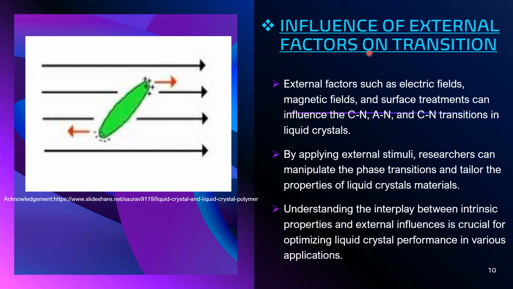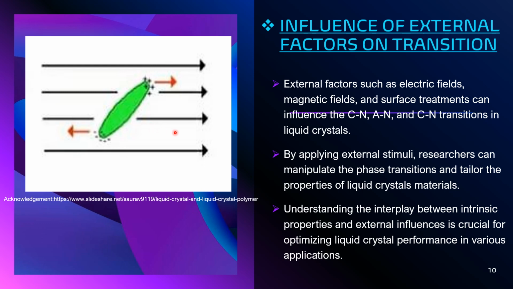Influence of external factors on transitions. External perturbation can cause significant changes in the macroscopic properties of the liquid crystal system. The order of liquid crystals can be manipulated by mechanical, electric or magnetic forces. Here, external factors such as electric fields, magnetic fields and surface treatments can influence the CA, AN and CN transitions in liquid crystals. How they are affecting, we will see. Here you can see the figure, electric and magnetic field effect.